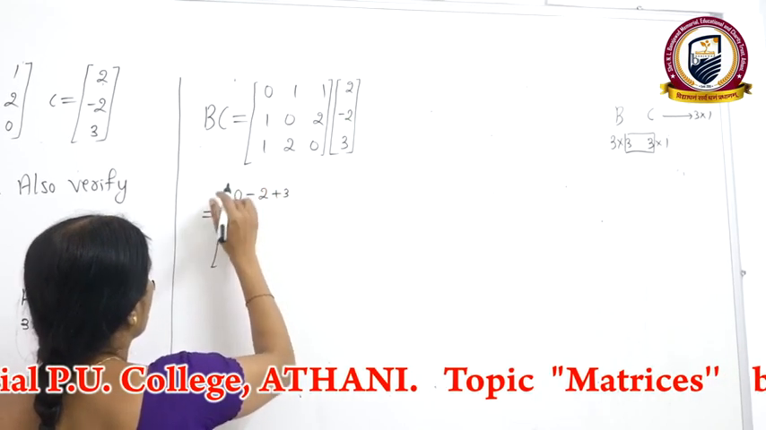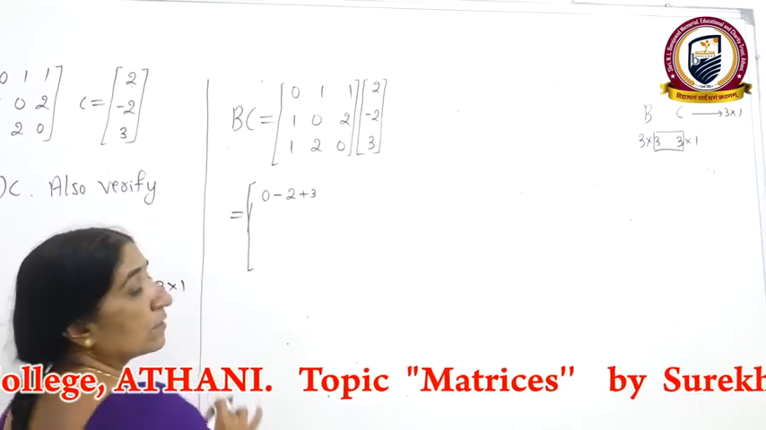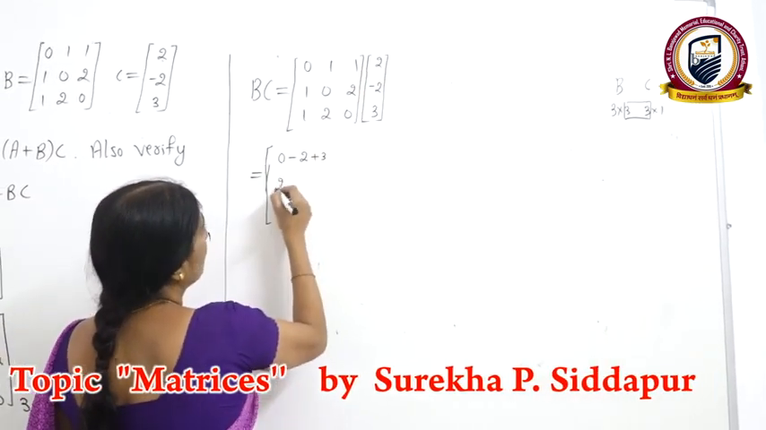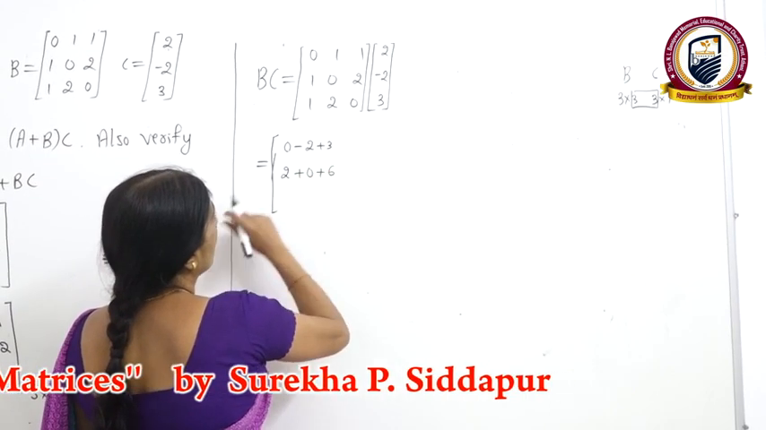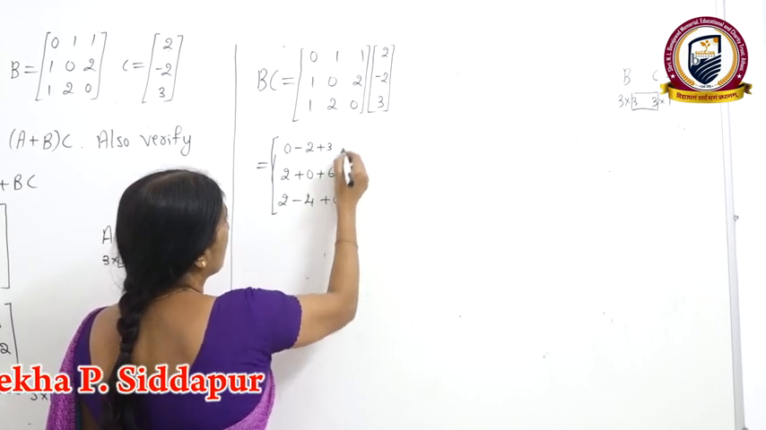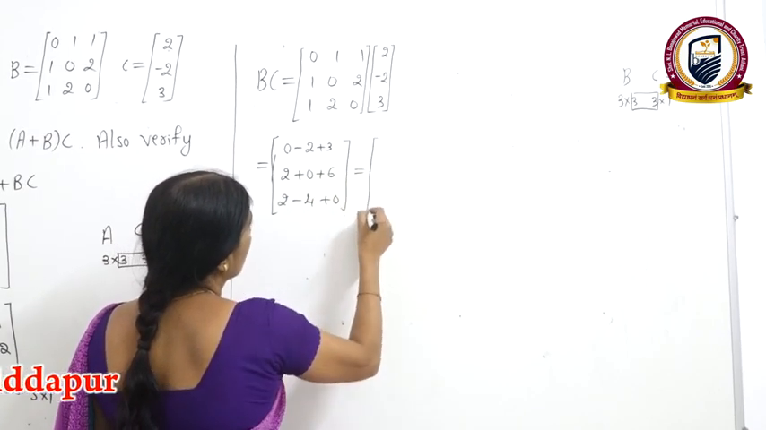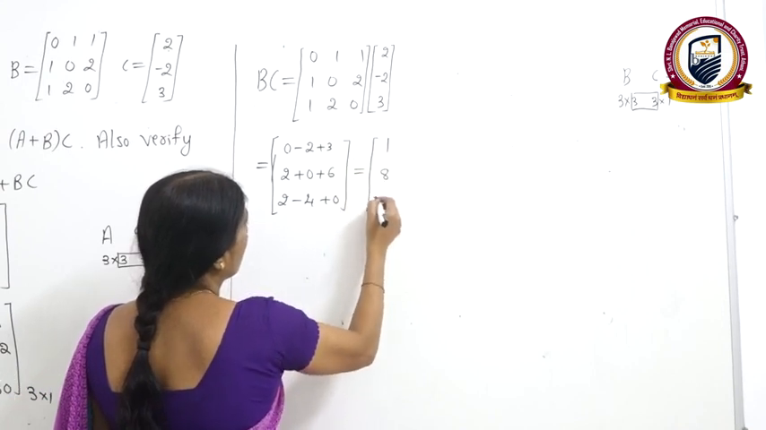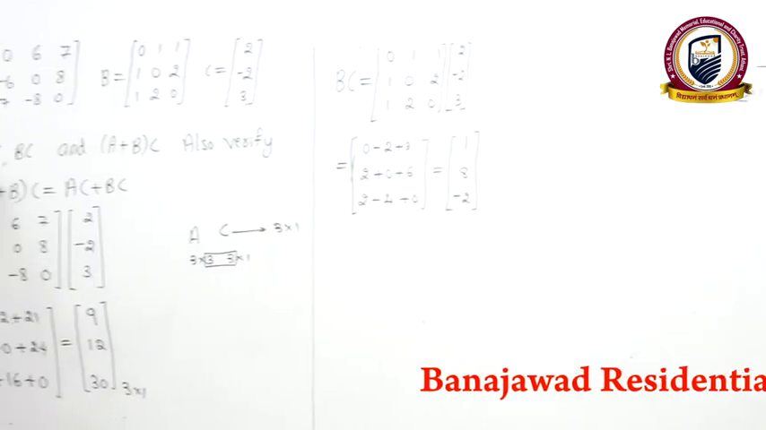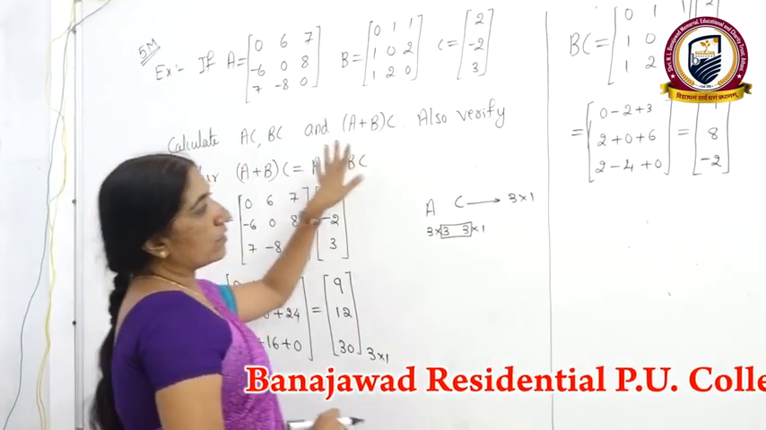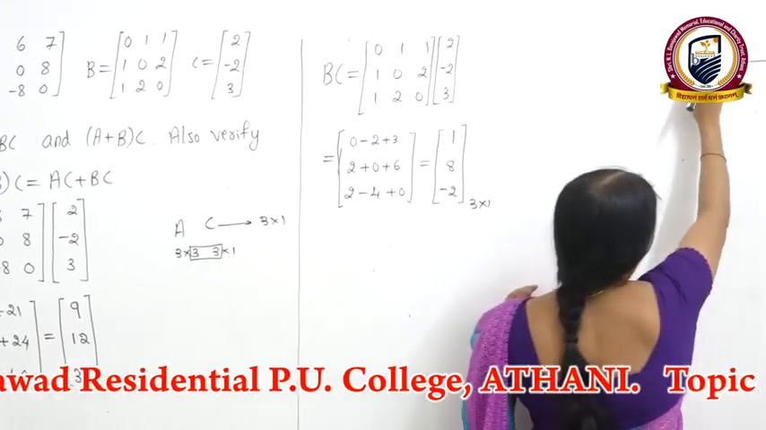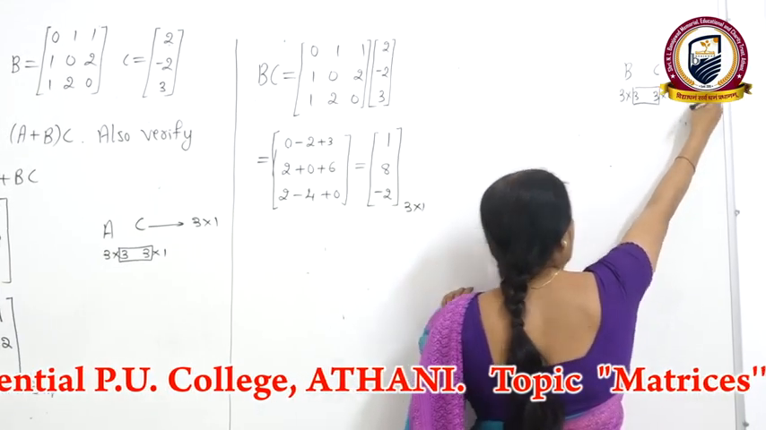Then tell me, students, what will be the next one. Can you guess how to write the next one? It is the second row with first column. Yes. Then third row with first column. Yes. Write down the answer. 1, 8, minus 2. Remember, it does not complete the solution. We just calculated AC and BC. And see what is the order of BC? It is 3 by 1. And already when you calculated it, you came to know that it should be 3 by 1.